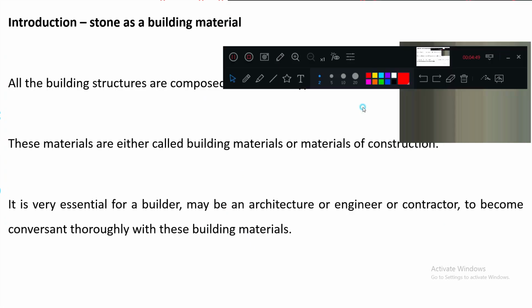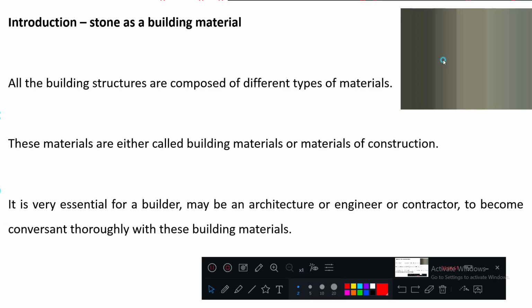Now can you see this, the introduction part. What we can understand from it is that all building structures are composed of different types of materials. If you take any house, it is constructed using stones, bricks, RCC, steel, etc. These materials are called building materials, or materials of construction.